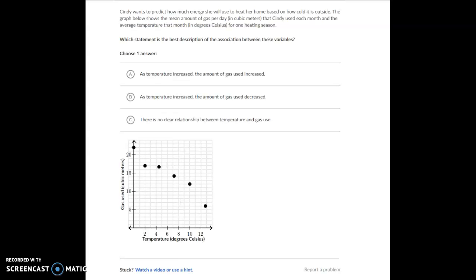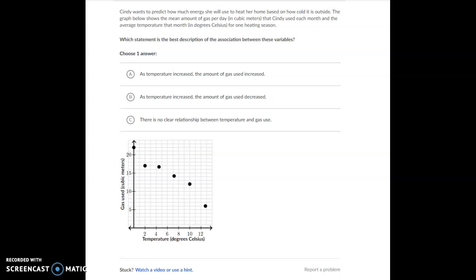In this case, we do want to put it into context. Cindy wants to predict how much energy she will use to heat her home based on how cold it is outside. The graph below shows the mean amount of gas per day in cubic meters that Cindy uses each month and the average temperature that month in degrees Celsius for one heating season. So which statement is the best description of this?